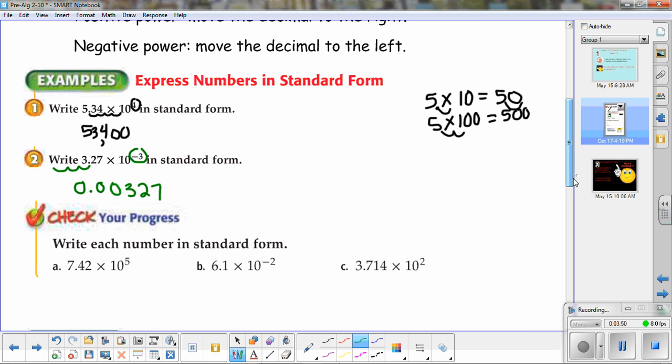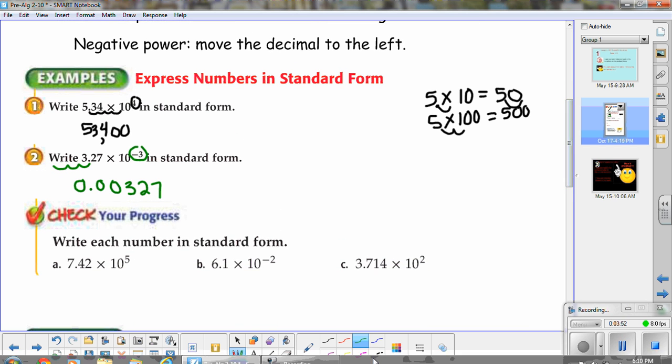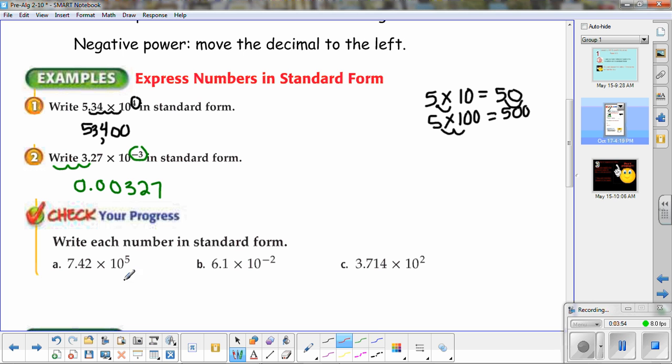You may want to pause the video and try the next 3 on your own. This is a positive exponent, so we're talking about a really big number, so we're going to move the decimal to the right to make it bigger. And then we're going to put in zeros to hold those empty spots. 7, 4, 2, and then we need 3 zeros to hold the places. 742,000.